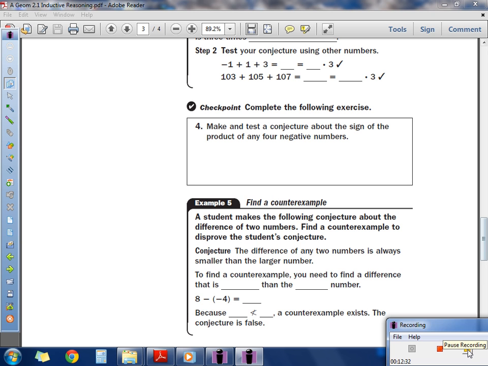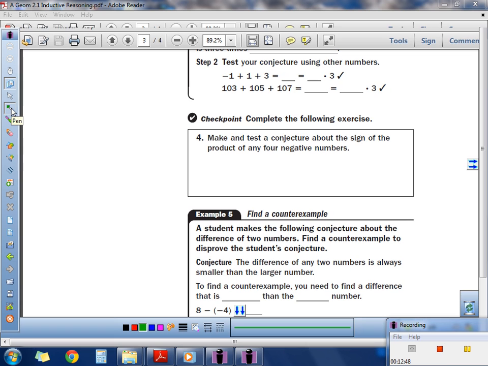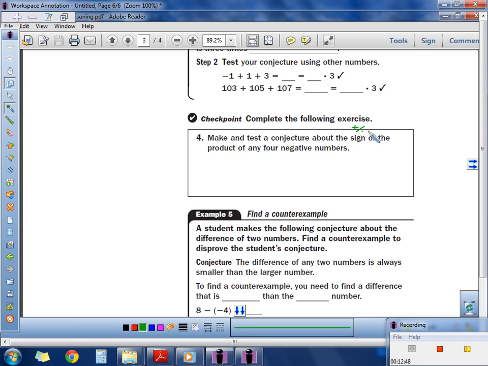All right, this next one you have to read carefully. It says, make and test a conjecture about the sign of the product of any 4 negative numbers. I'll help you out real quick. The sign means what? So it's positive or negative. What's the product mean? Multiplication. Any 4 negative numbers. So you should be able to come up with that pretty good. Create at least 3 examples. Make a conjecture and test it.